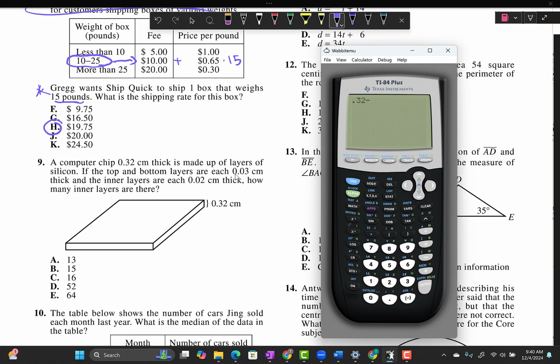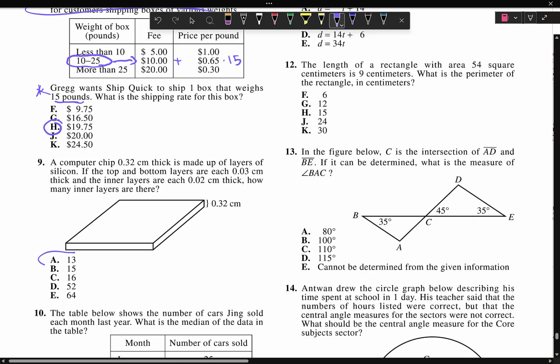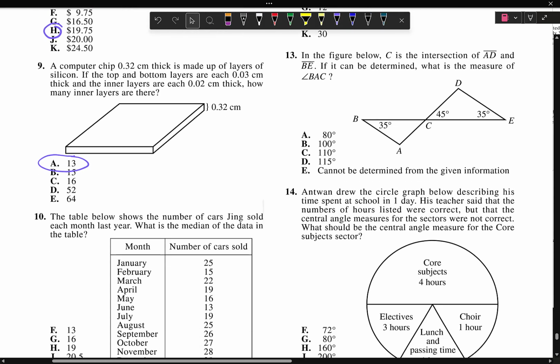The top and bottom layers are each 0.03 centimeters thick. So we're going to subtract those two to figure out what's left for those thinner inner layers. Subtract that, we get 0.26. So they want to know how many 0.02 centimeters thick. So we're just going to take that 0.26 and divide it by the 0.02 thick inner layers to get 13. Or it takes 13 inner layers to fill up that computer chip.